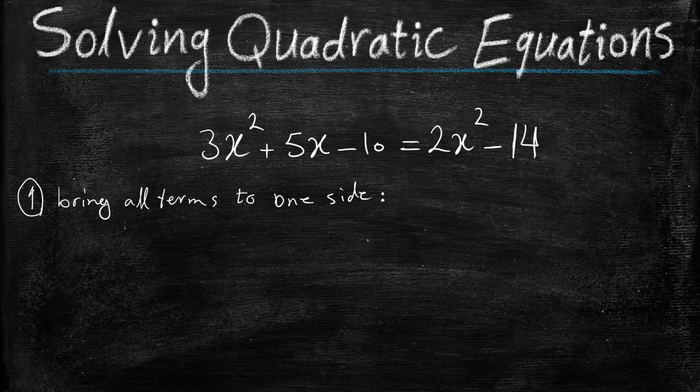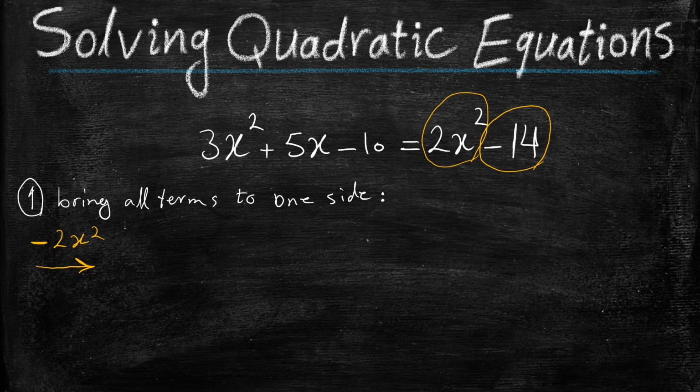We're going to demonstrate what that means. We have two sides of the equation, the left hand side and the right hand side. There are two terms on the right hand side, 2x squared and minus 14. We're going to bring these two to the left hand side so that everything is on one side. How do we do that? We can subtract 2x squared from both sides. Step 1 is broken down into several steps. So I subtract 2x squared from both sides.